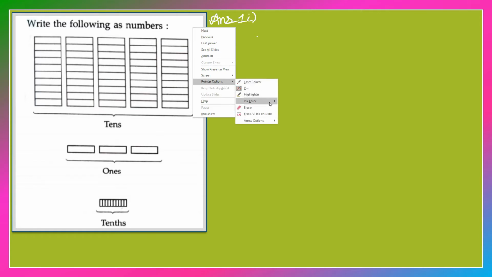So now we're going to do the first part of this question. As you can see, we have diagrams here and we have to represent these diagrams in numerical form. It is pretty easy. We are going to just use a highlighter to indicate. As you can see, it is saying tens. It means we have first block, second block, third block, fourth block, fifth block, sixth block, 7, 8, 9, and the last one is the 10th one. So we have 10 blocks in total.